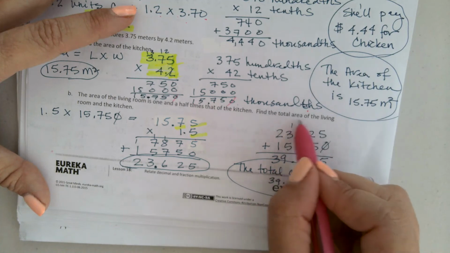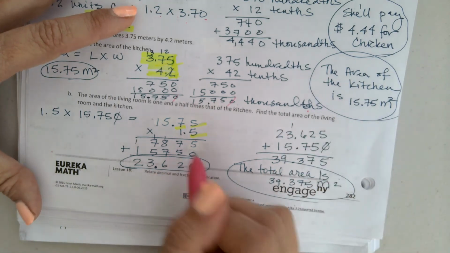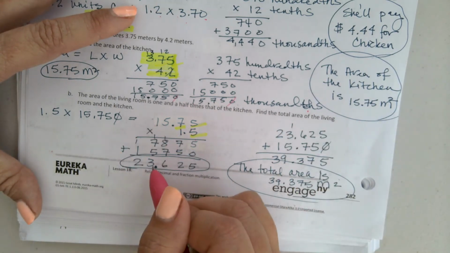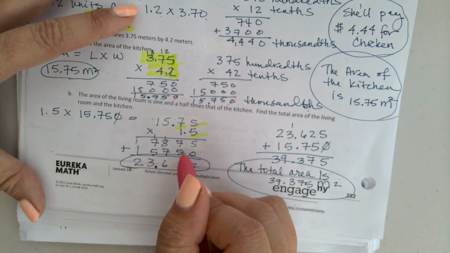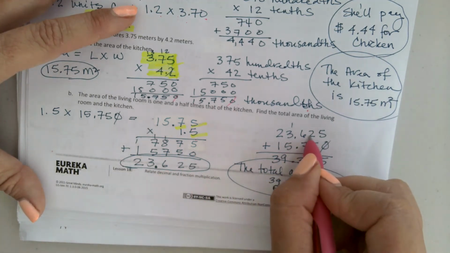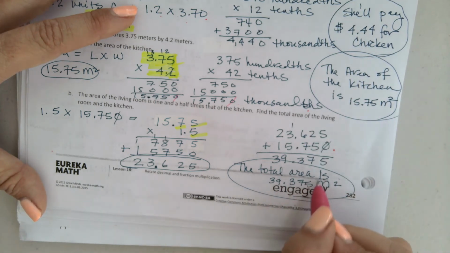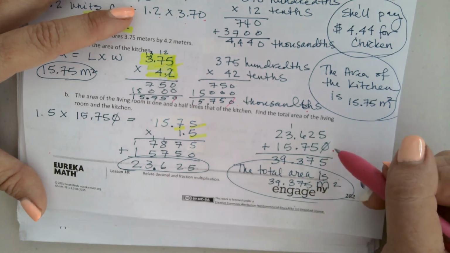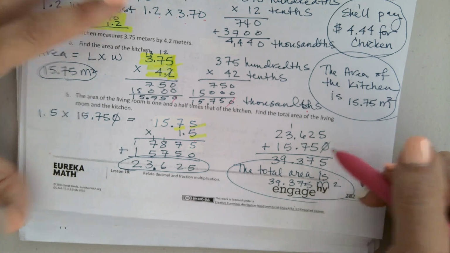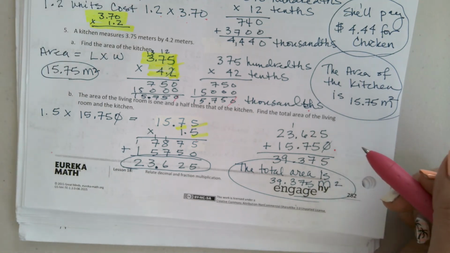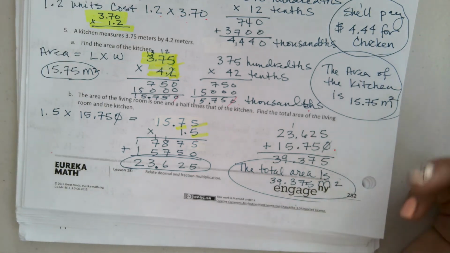Now, find the total area of the living room and kitchen. Well, I just found the area of the living room is 1.5 times the kitchen. So I have to take the living room plus the kitchen, and I get a total area of 39 and 375 hundredths meters squared. And yes, I kept that zero right there because you're going to put a zero there anyway because you always want a placeholder.